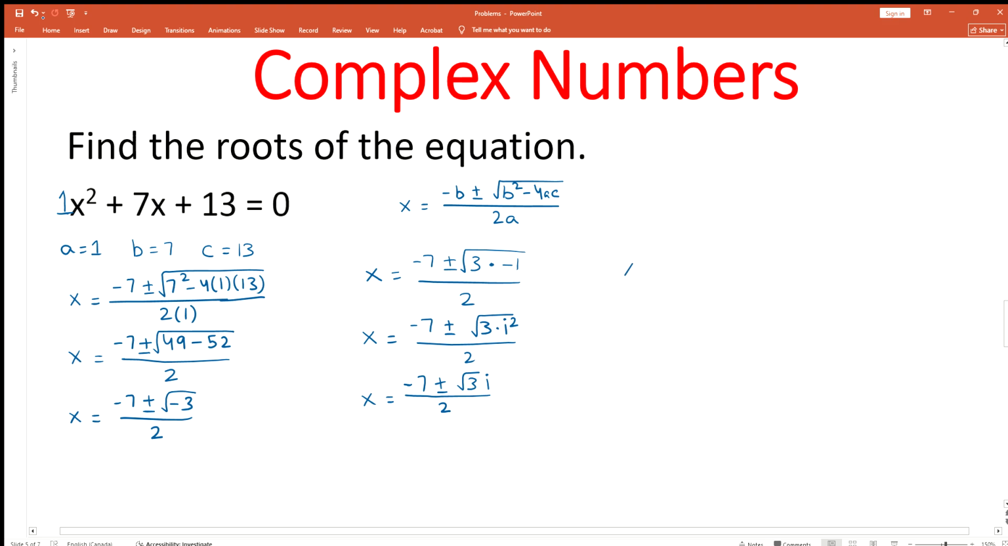We can write them separately as negative 7 plus square root 3 i over 2, and the other root is negative 7 minus square root 3 i over 2. The i is outside the square root because we did the square root of i squared, which is equal to just i. This should be the final answer for this problem. So these are the steps you have to keep in mind to find complex or imaginary roots of a quadratic equation.